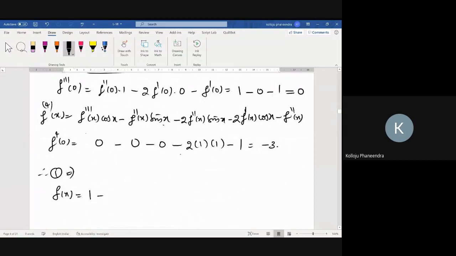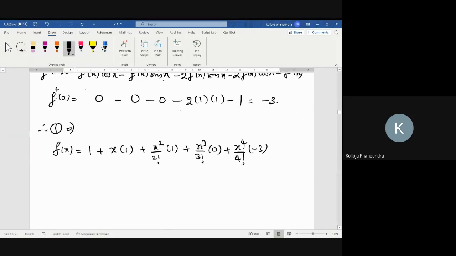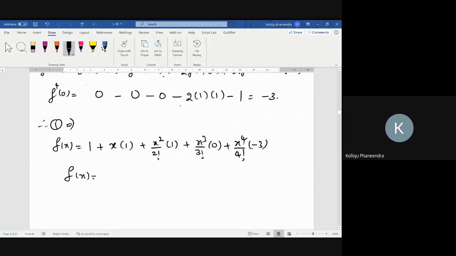So f of 0 plus x into f dash 0, 1, plus x square by factorial 2 into f double dash 0, 1. Which one is 0? Only the triple derivative is 0. X cube by 3 factorial into the triple derivative at 0. X power 4 by 4 factorial into the fourth derivative, minus 3. Therefore, f of x equal to what?